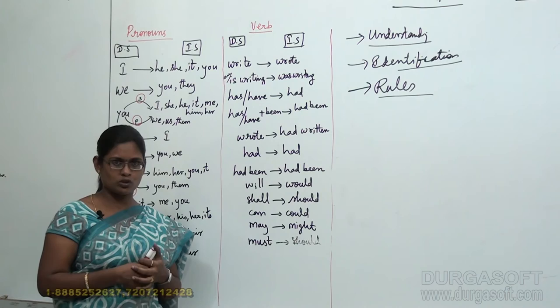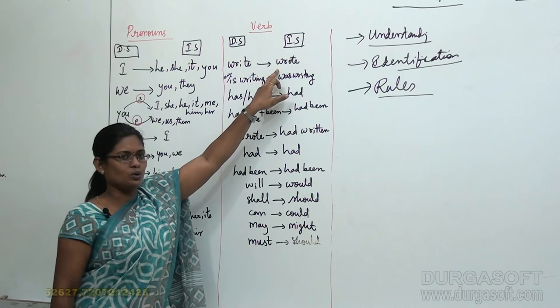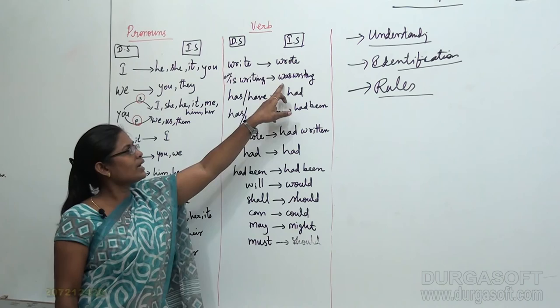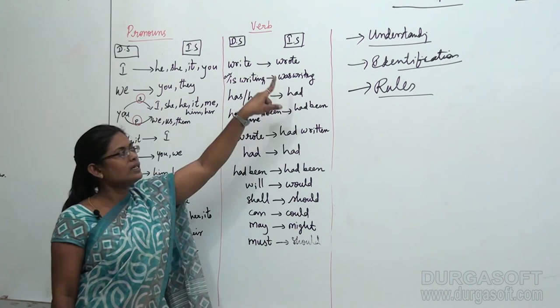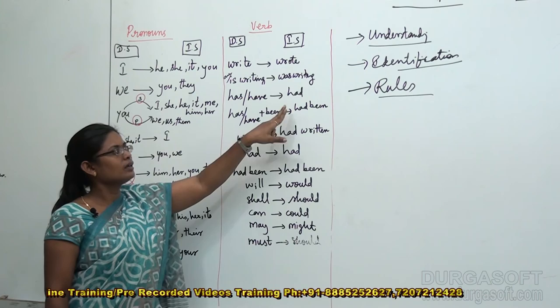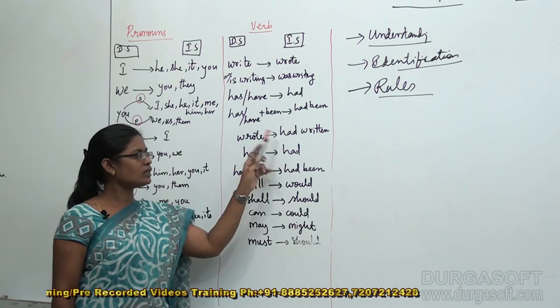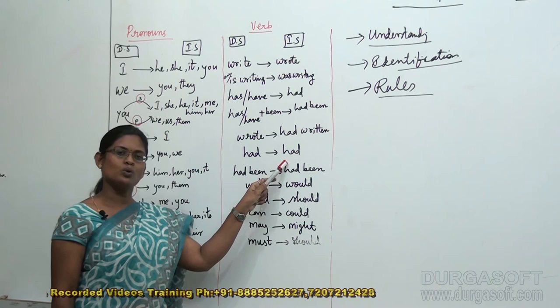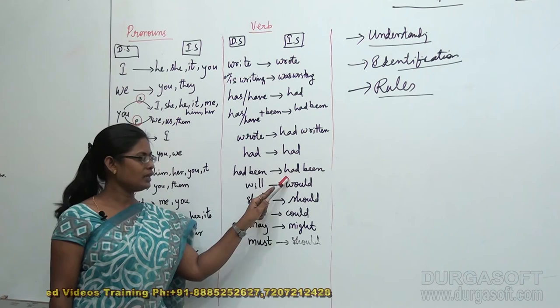Okay? So write gets converted into wrote. Is writing gets converted into was writing. Has or have gets converted into had in terms of indirect speech. Has, have plus been gets converted into had been. And wrote gets converted into had written. Had stays had. Had been stays had been.